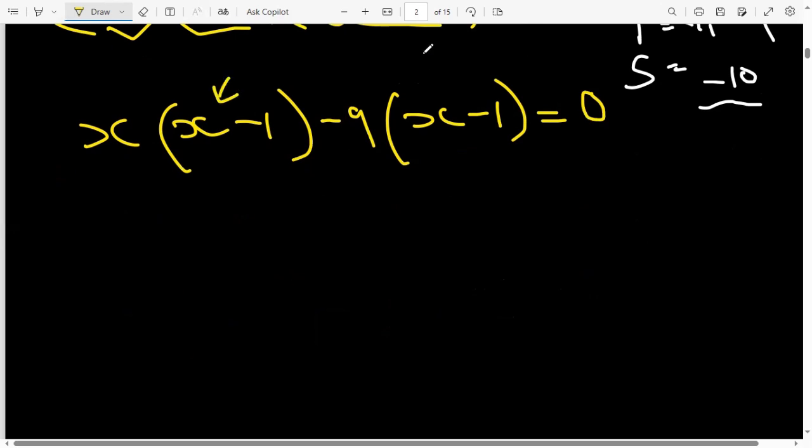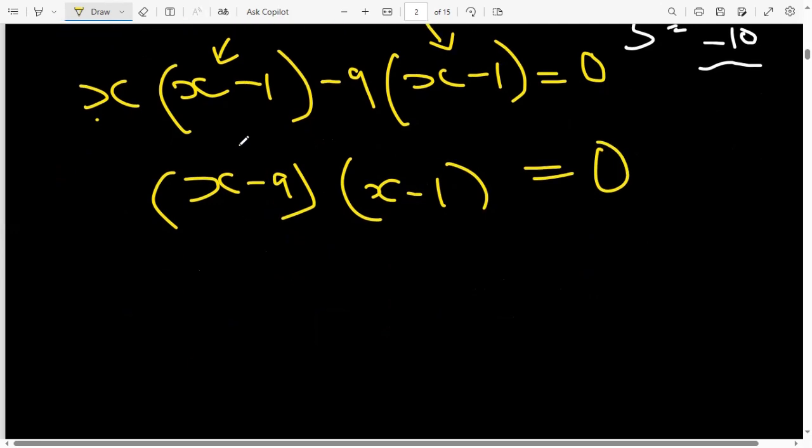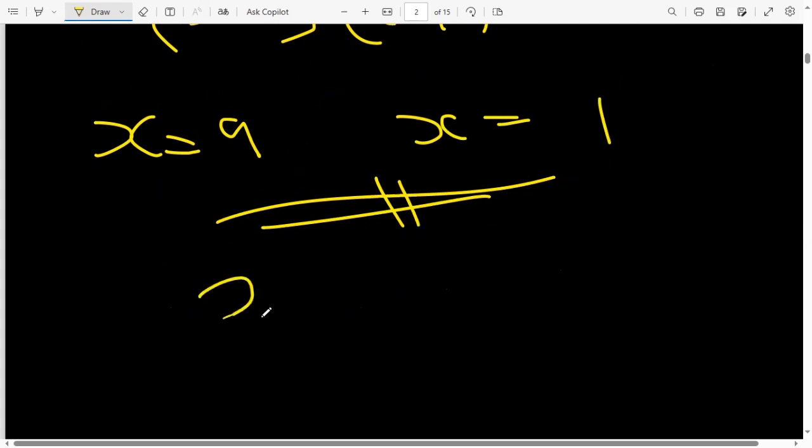So we have those factors now. This is the first factor, and then the other factor is x minus 9. So we have x minus 9 as one factor, and then the other one is x minus 1, which equals 0. If we get x minus 9 and equate it to 0, we get x equals 9. And if we get x minus 1 and equate it to 0, we get x equals 1. So these are our two answers to the equation that we had.